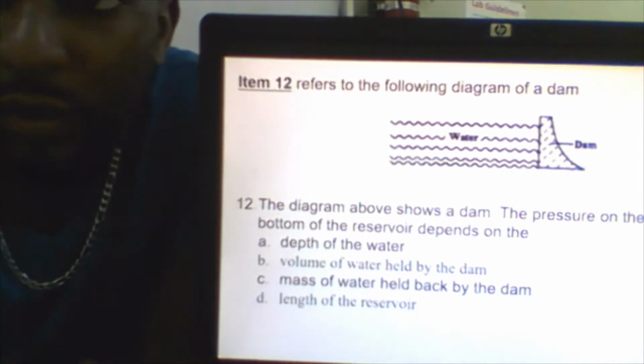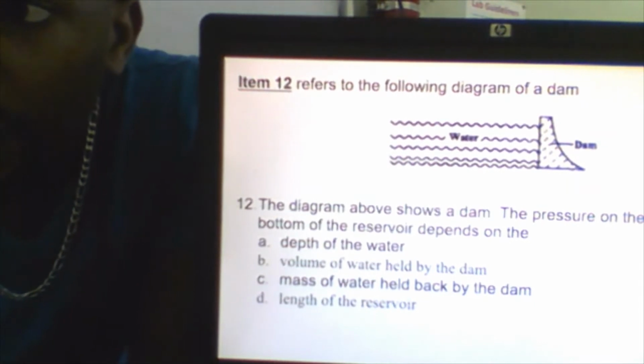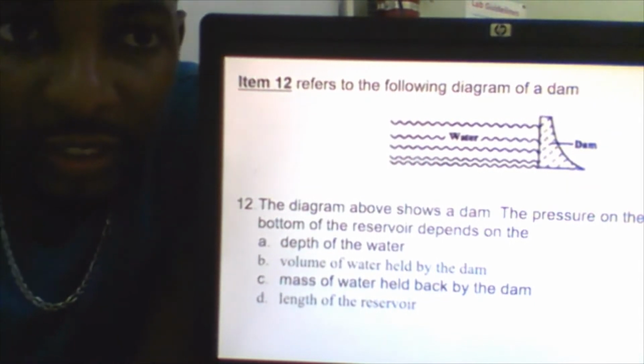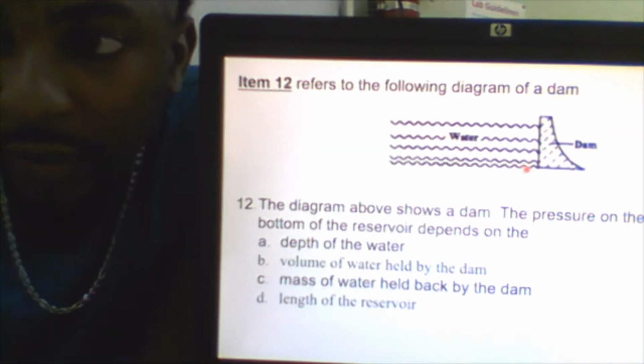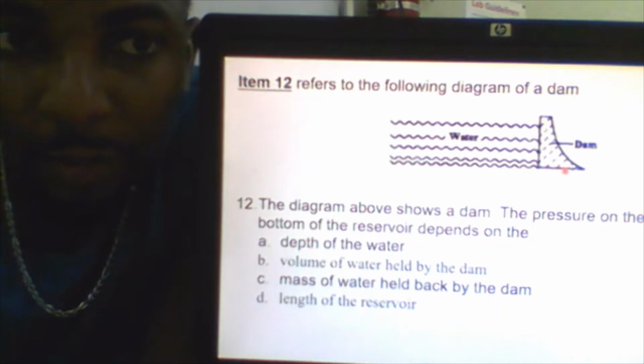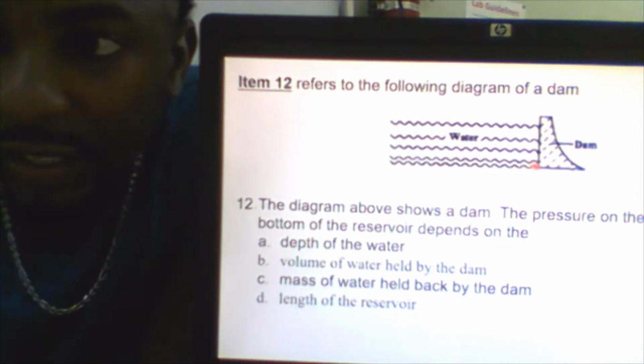Number 12 refers to the following diagram of a dam, right? As we can see there, it's a dam and it is filled with water. Good. Now the question is, the diagram above shows a dam, and the pressure on the dam at the bottom of the reservoir depends on. So we want to find out what is the pressure at the bottom of this dam. So A, it says the depth of the water, B, volume of the water held by the dam, and C, mass of the water held back by the dam, and D, the length of the reservoir.